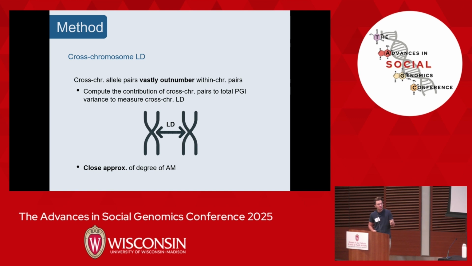And so if we compute the contribution of cross-chromosome allele pairs to total PGI variance, that gives us an estimate of the degree of cross-chromosome LD, and that will give us a close approximation of the degree of assortative mating.